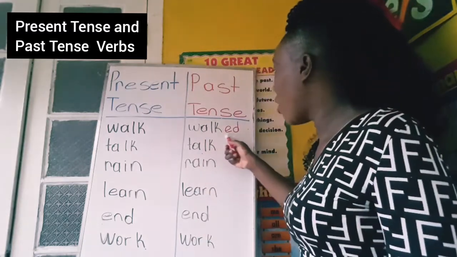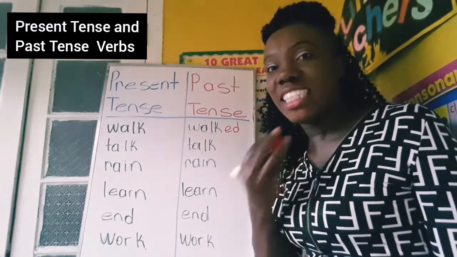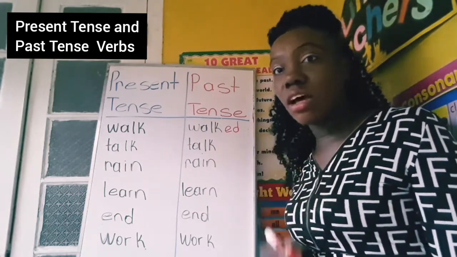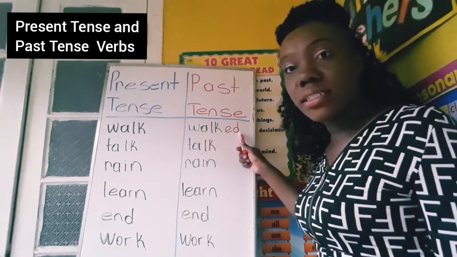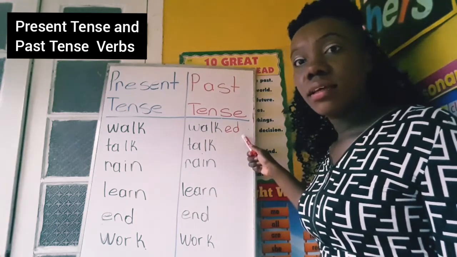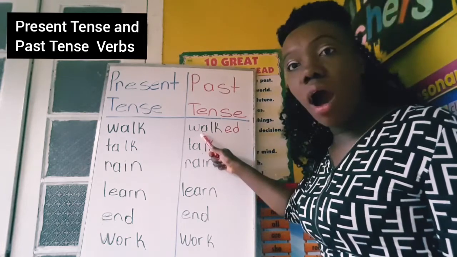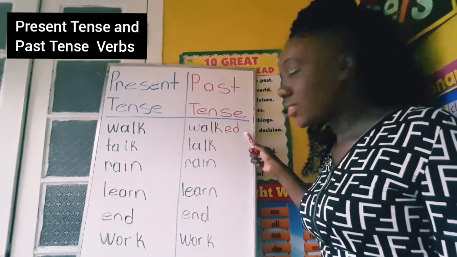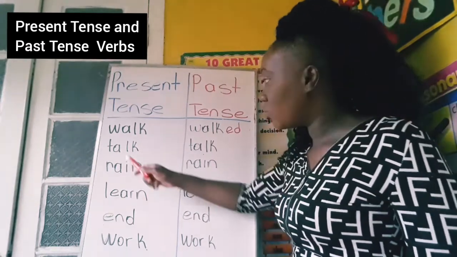And when you're saying the word walked, you hear a T sound at the end. Even though it's ED, you hear T when you're sounding it. Walked. That's how it is pronounced. Say that, boys and girls. Walked. That's the past tense. Now let's move on to the next word.